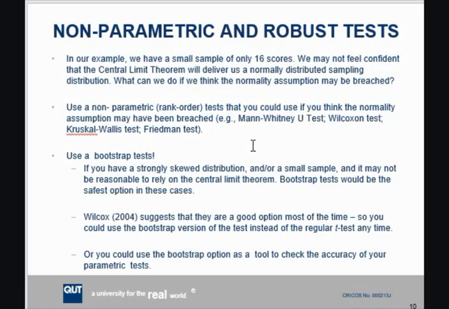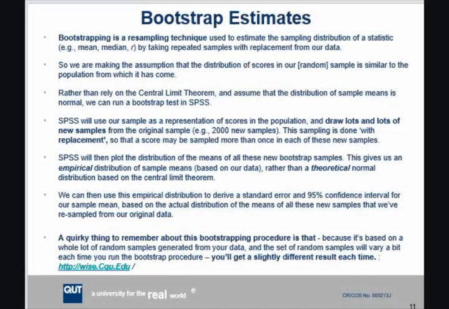So if you've got a strongly skewed distribution or a very small sample, and you are not confident that you've met the normality assumption for normal inferential statistics, you can use a bootstrap test. Bootstrapping is simply a resampling technique that we can use to estimate the sampling distribution of a particular statistic, for example, the sampling distribution of means. So rather than rely on the central limit theorem and assume that the sampling distribution of the means is normal, what we can actually do is run bootstrapping through SPSS.